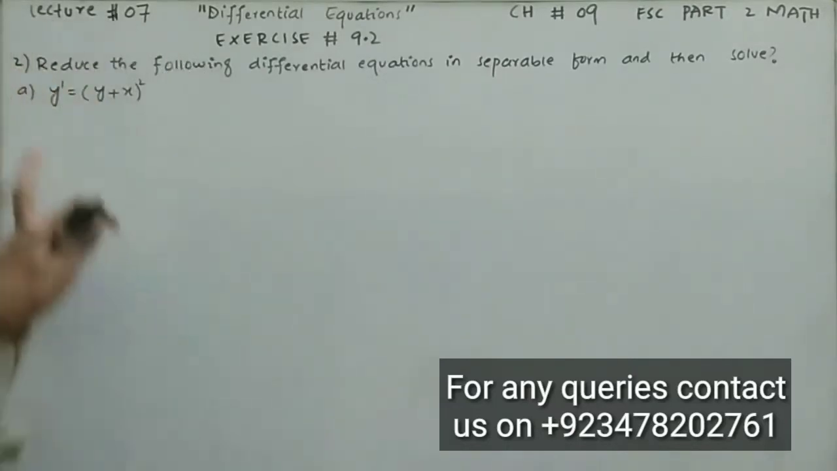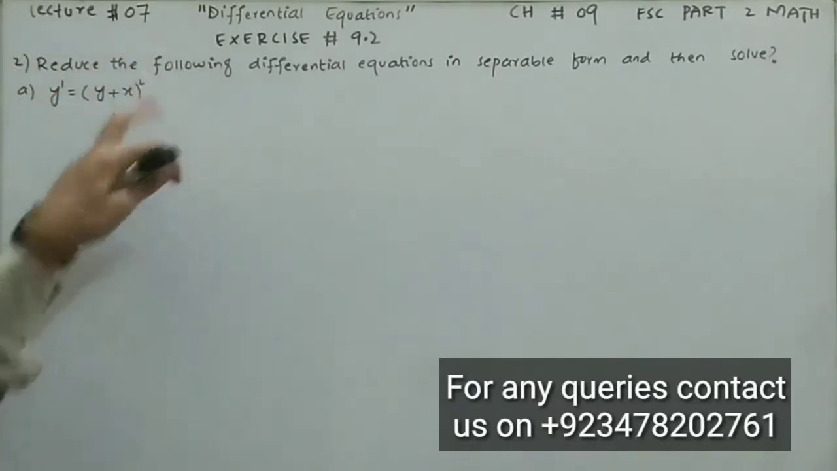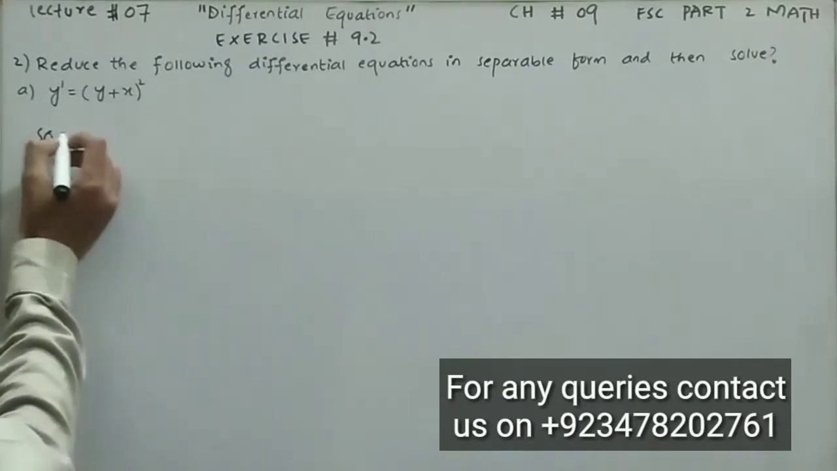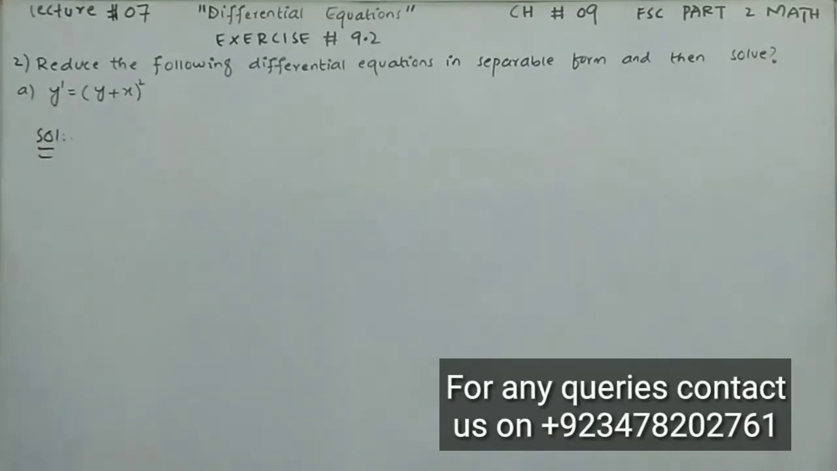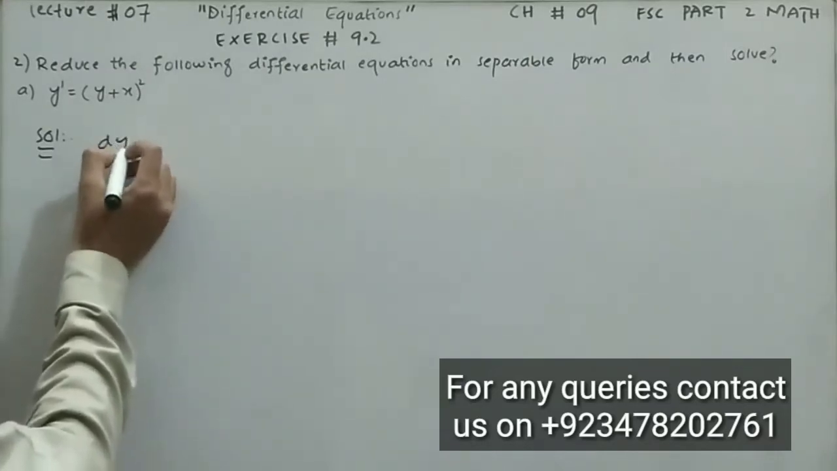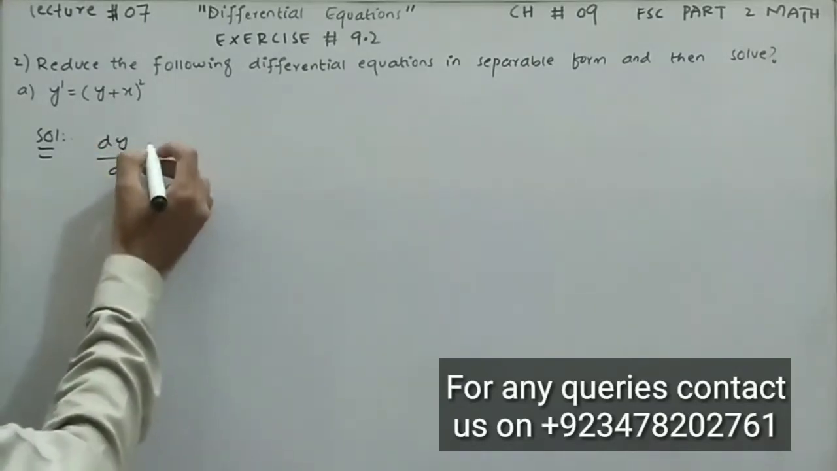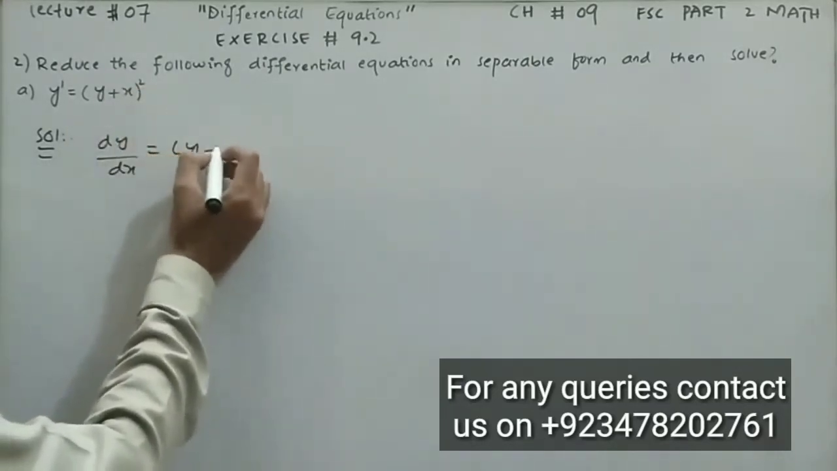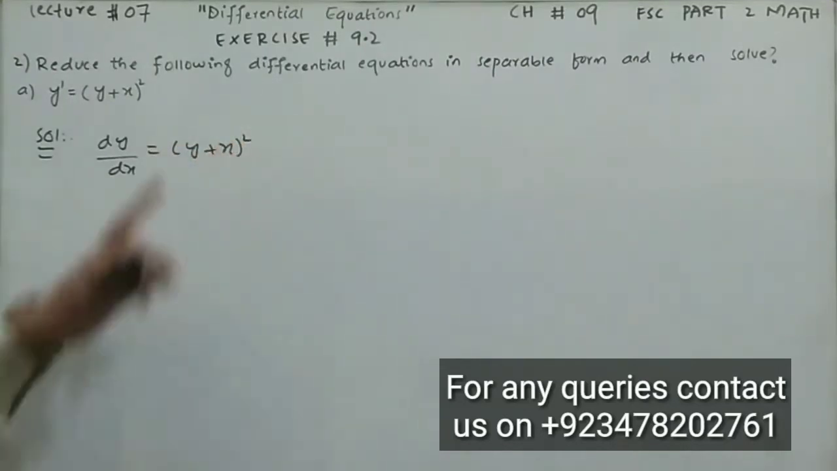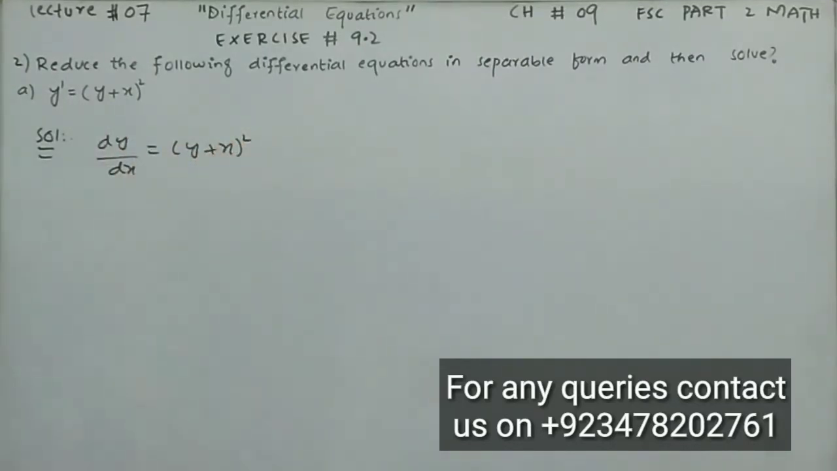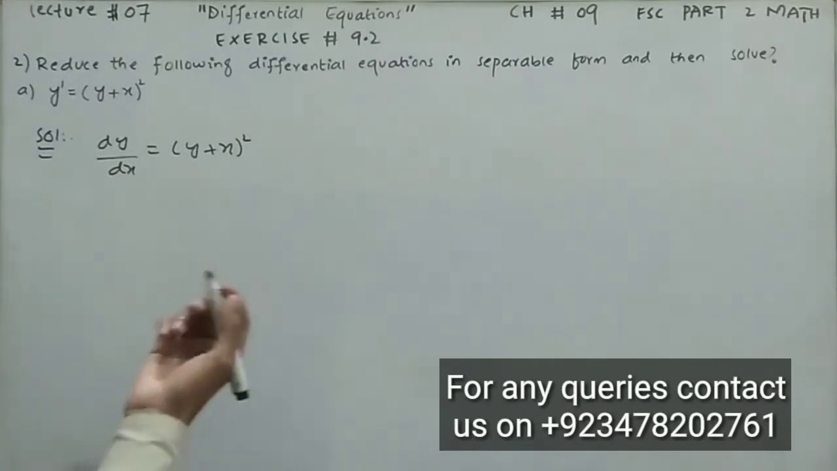So let's move toward part A. y dash is equal to (y plus x) whole square. Moving to the solution: y dash is actually the first derivative of the function y with respect to x. So y dash, dy over dx, is equal to (y plus x) whole square. Over here we cannot solve this differential equation for the general solution directly, so we will use a substitution.